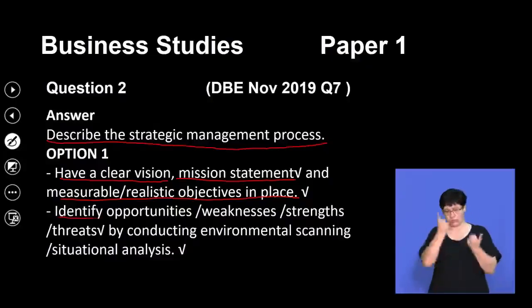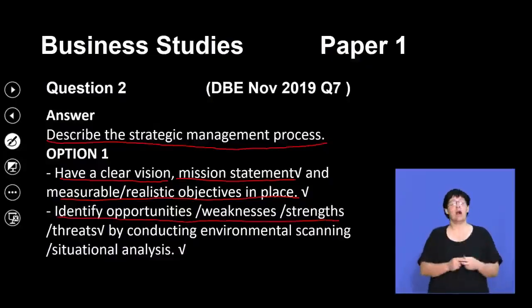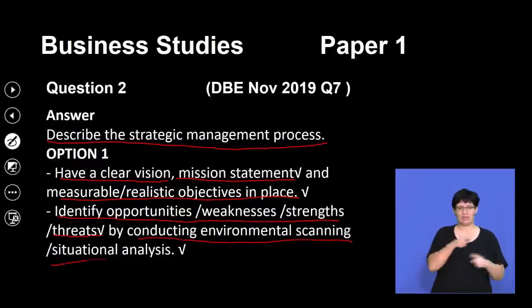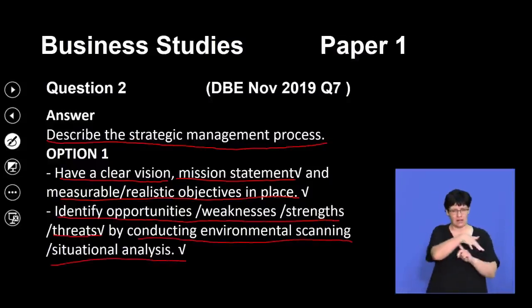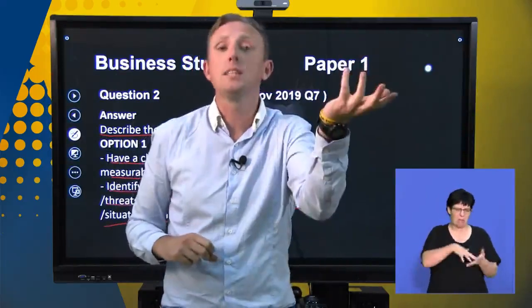Second one is identify any opportunities, weaknesses, strengths or threats by conducting environmental scanning or situation analysis. So you'll see there that has got to do with SWOT. So we've got to use our environmental scan and see, right, what is happening, what is good about our business, what is weak about our business, what opportunities are there out there for us, and what threats are there.